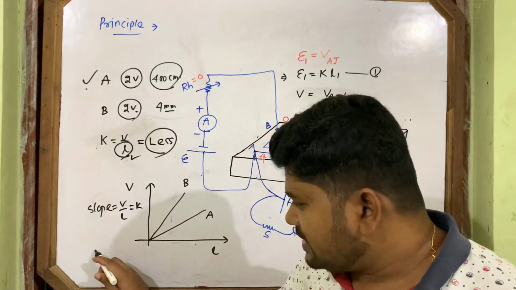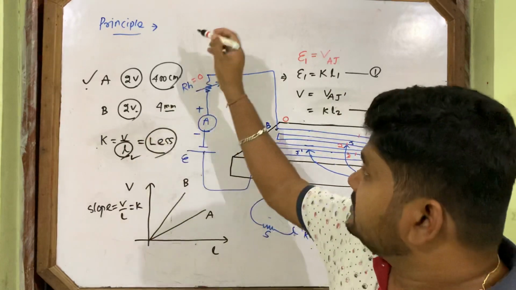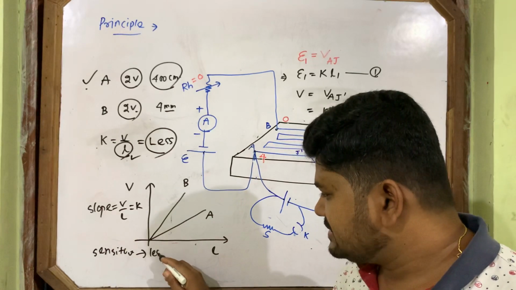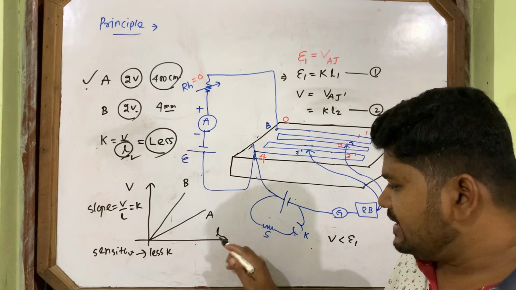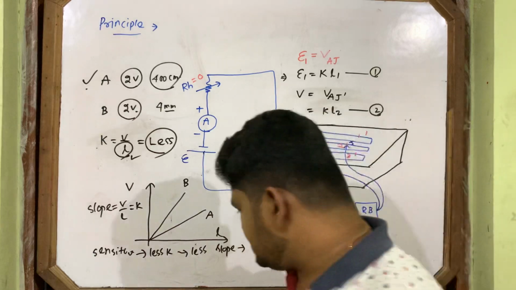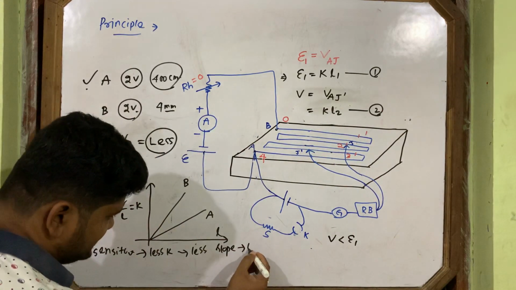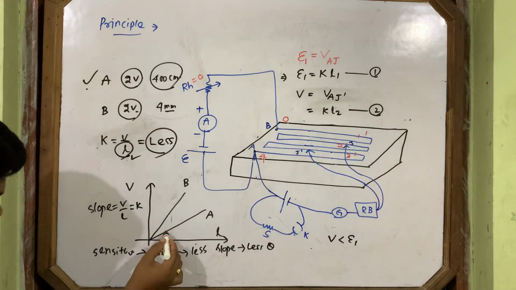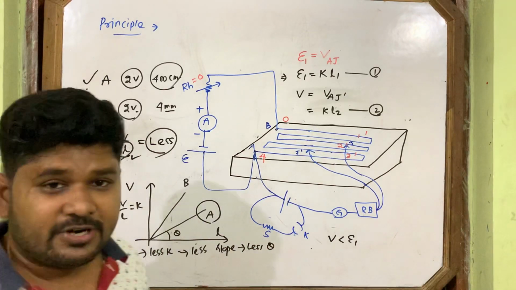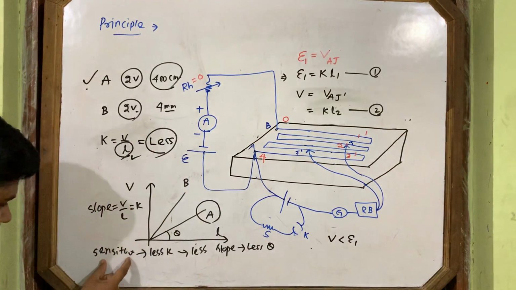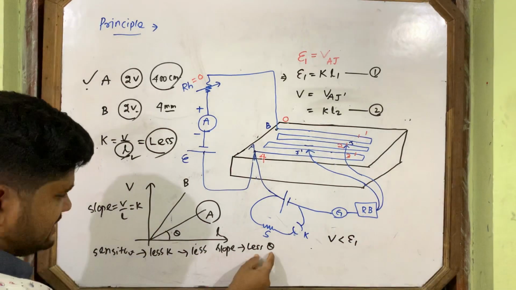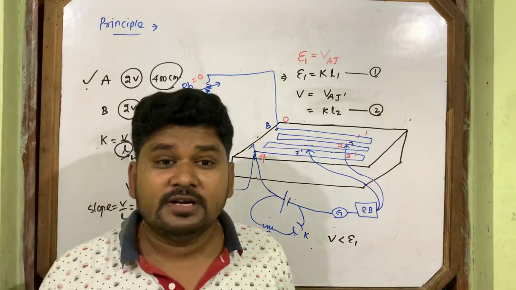So you will choose the sensitive potentiometer. I am writing here: sensitive means less K. Less K means less slope, so less slope means less theta. And for which is theta less? For this one. So the answer is A. Which potentiometer will you prefer? A. I am telling you, sensitive means less K. Less K means less slope, because your slope is K. Less slope means less theta. So the answer is A. A is said to be more sensitive.